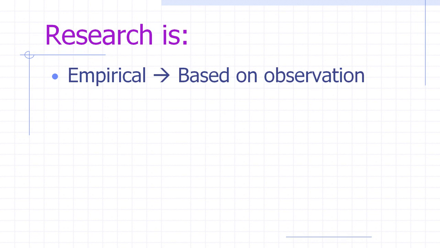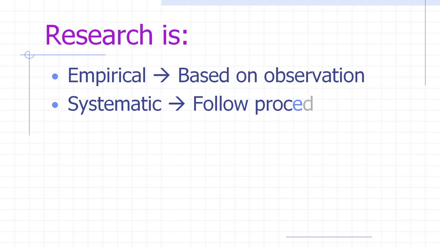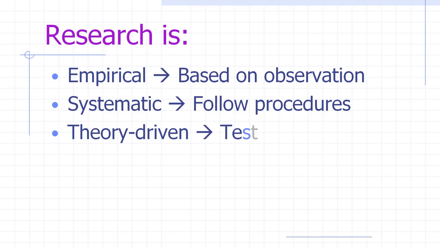So research is empirical, which is a fancy way of saying that it's based on observation. Whether that be eyeballs, like actually looking at something and taking a measurement, or more typically via a survey or an interview or what have you, that's what empirical means. It's systematic. I already mentioned this, that we follow certain procedures. It's theory driven. So research is usually either testing a theory or coming up with a theory, which we call theory building.